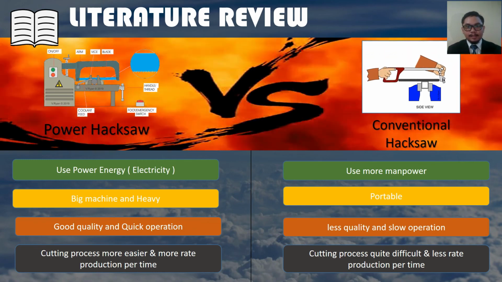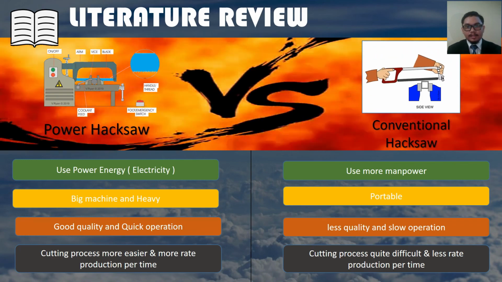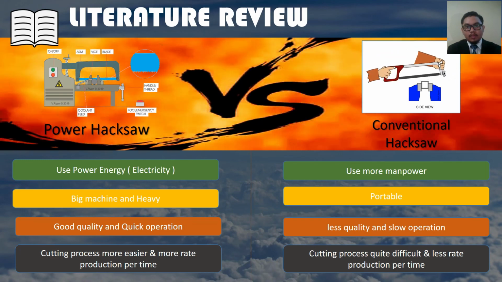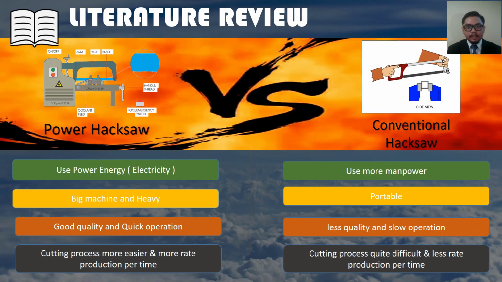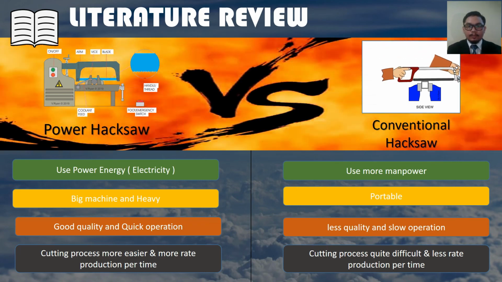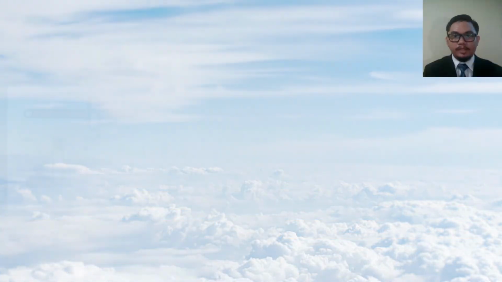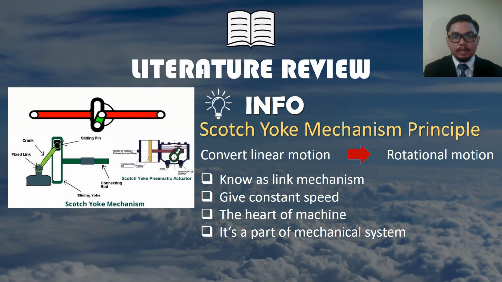And lastly is about production. The cutting process on the power hacksaw is easier and it can produce more compared to the conventional hacksaw, which is difficult, costs space, and has a lower rate of production. Next, based on the research on the power hacksaw, there is a principle used in the development of the project. It's called the Scotch yoke mechanism principle. The Scotch yoke mechanism is the basic principle of converting linear motion of the slider into rotational motion. It is used by most power hacksaws.